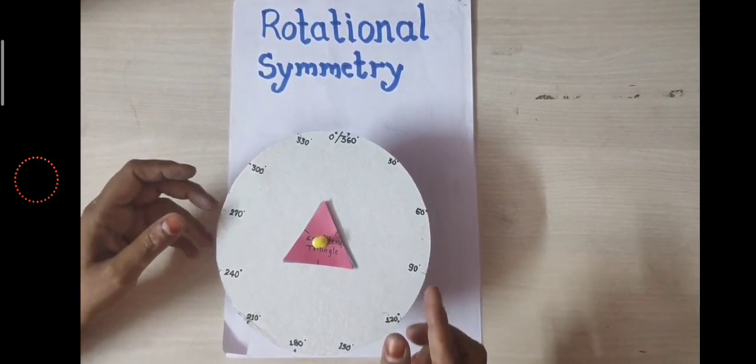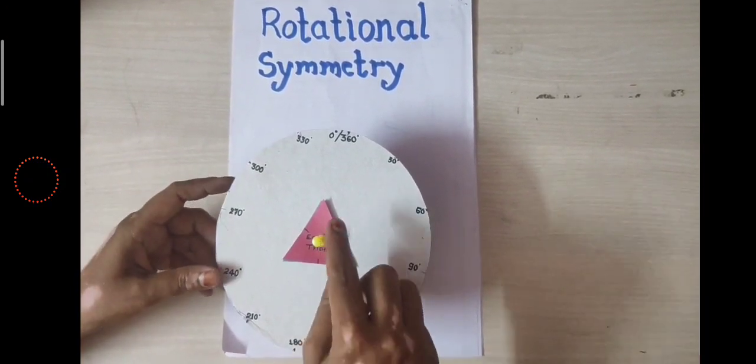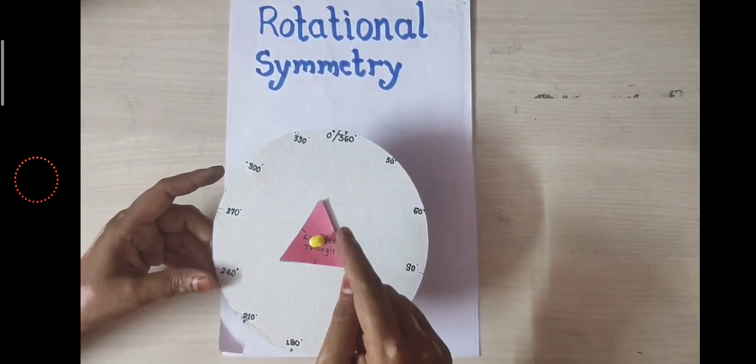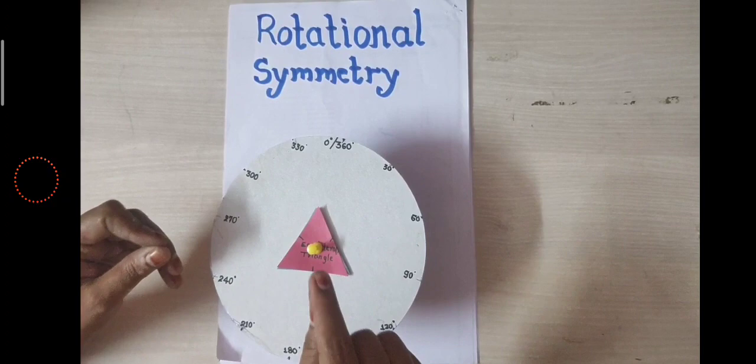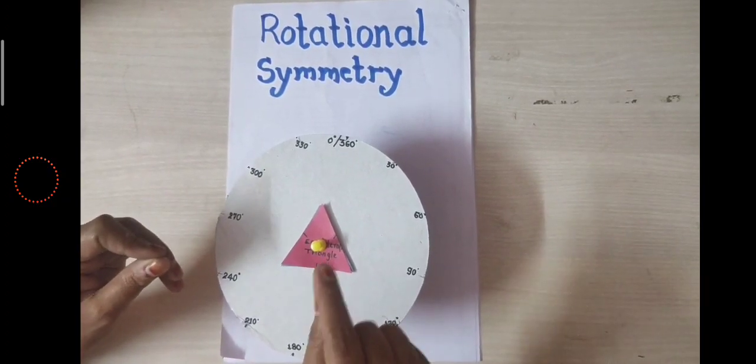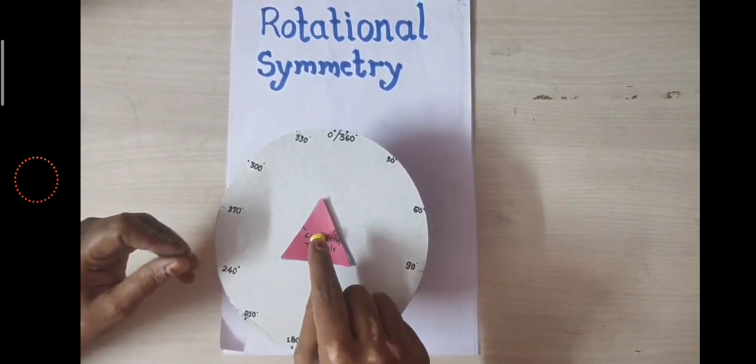And for every shape it is different. We will see this by taking different shapes, but we will keep one thing common for all: our center of rotation will be the same for all the figures which we are going to see in the coming video.